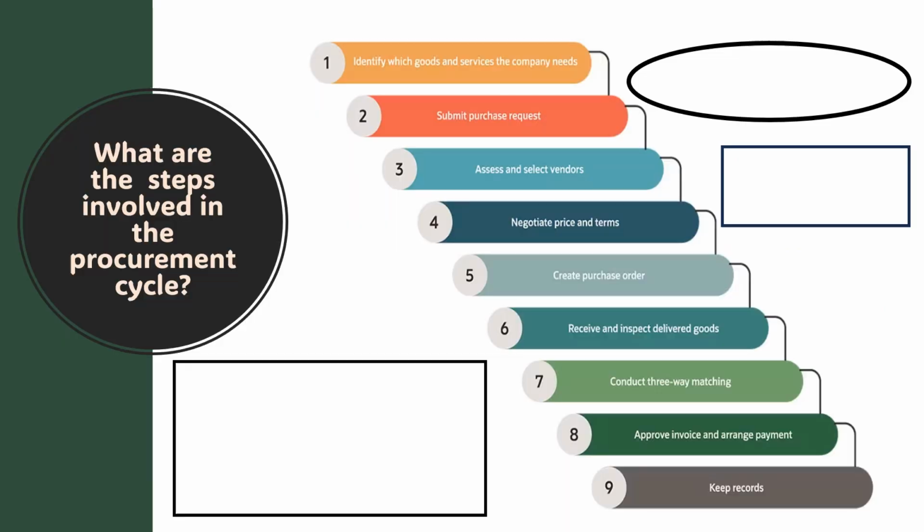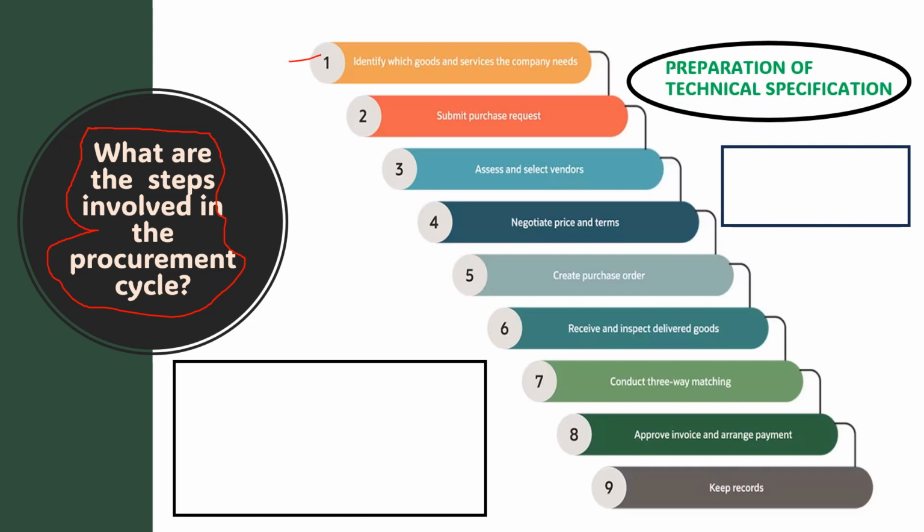Moving on to the next slide, guys. So it is the important cycle, and I have seen many people getting confused in this procurement cycle. So this is the basic procurement cycle, which is common across all the areas when we go for procurement. So the first thing is to identify the goods and services which the company needs, and generally this process is followed by the preparation of technical specification.